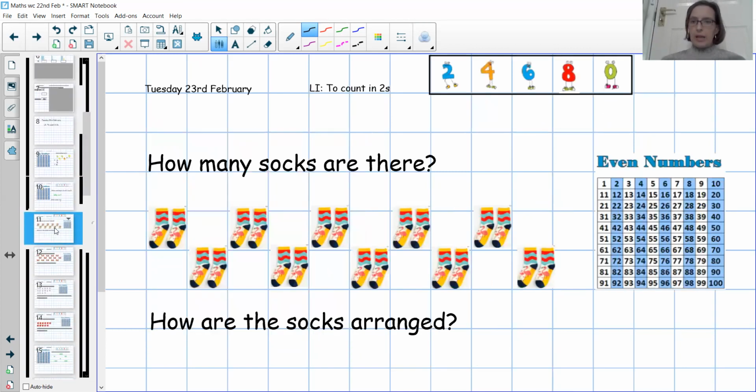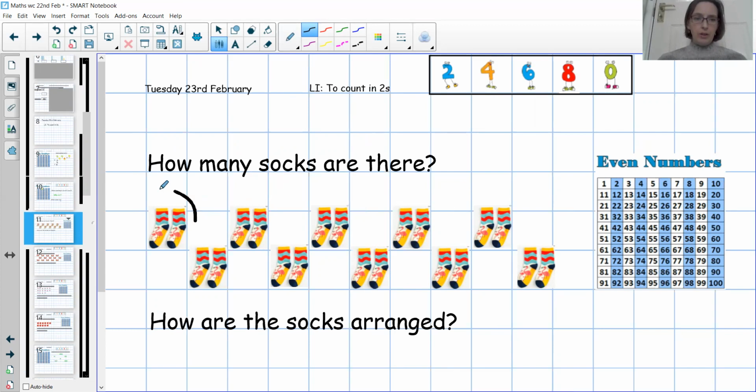Right, so let's use that skill, shall we now? And let's count how many socks I've got. How many socks are there? Have a look at how they're arranged. Is the way they've been arranged going to help you? Pause the video and have a chat with your grown-up.